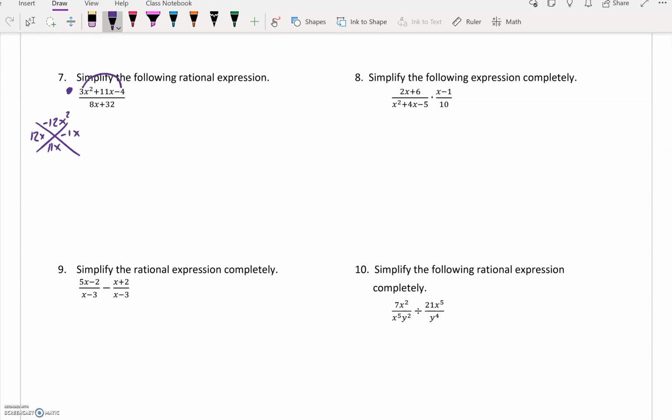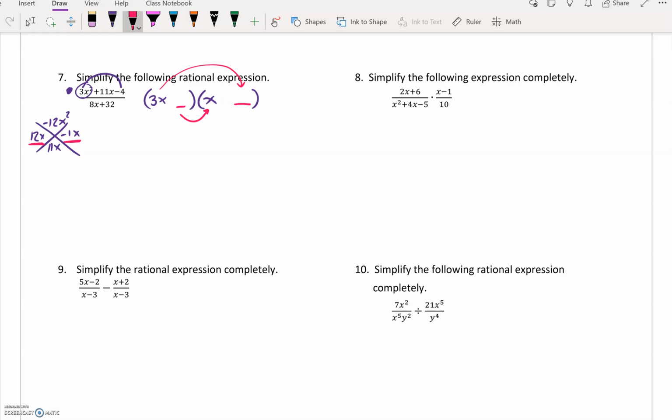Now, if you need to do this the long way, by all means feel free, but I'm going to go ahead and draw two parentheses here and just start thinking. To get this first term, 3x squared, I know I'm going to need a 3x times x. And one of these has to end up giving me a 12x when I multiply by something like this 3x times something. And when I multiply this x times something, I need to come up with a 12x and a minus 1x.